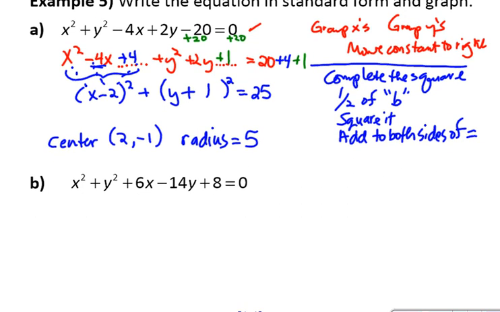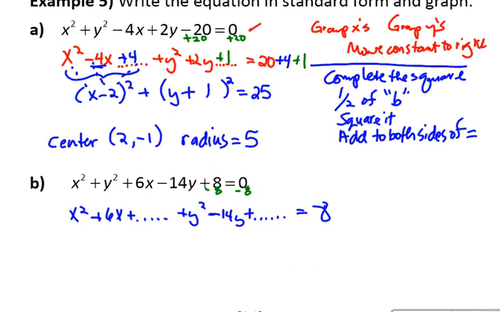And last example, same thing. Let's repeat that. So I'm going to have x squared plus 6x plus something, and then plus y squared minus 14y plus something is going to equal -8, because I'm going to subtract 8 from both sides.